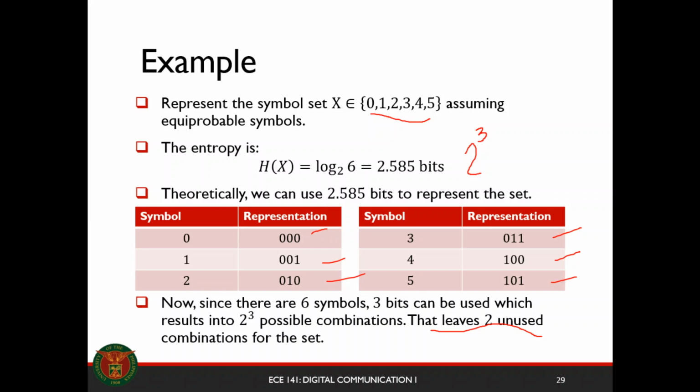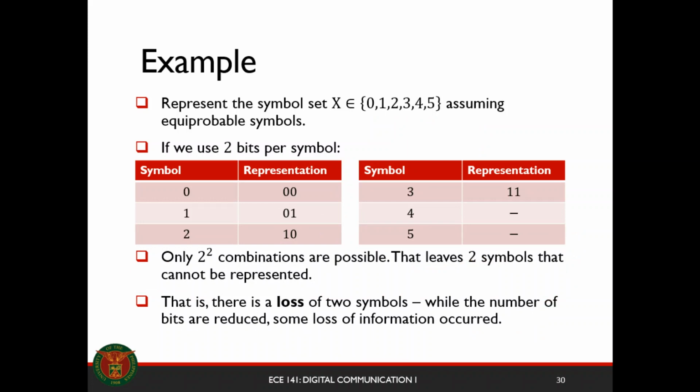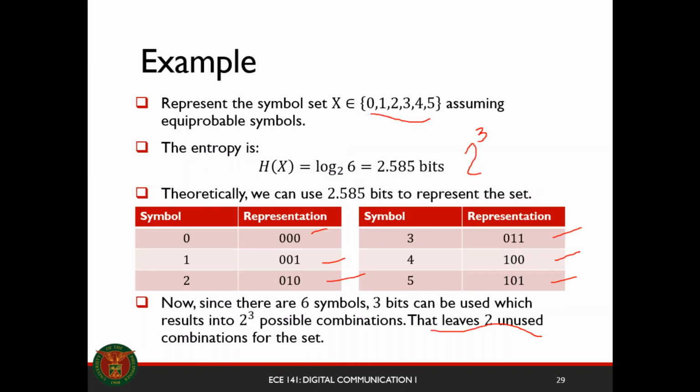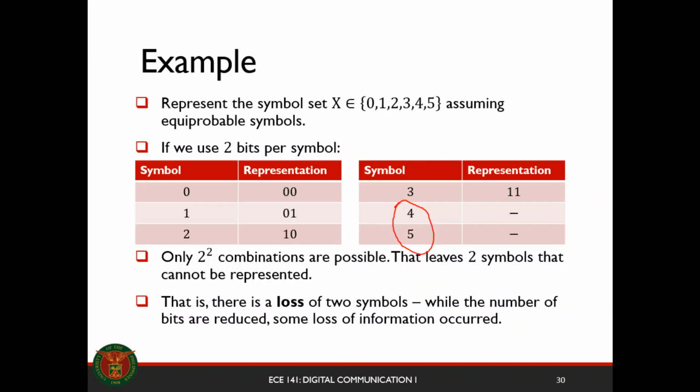So we want to be more efficient. Let's reduce the number of bits. But if you do that, you won't be able to represent 2 of the data. So this results in a lossy compression, and you lose 2 symbols that you're not able to represent because you used a number of bits less than the entropy of the source. This is a consequence of trying to represent the data with much less than the entropy of the data.